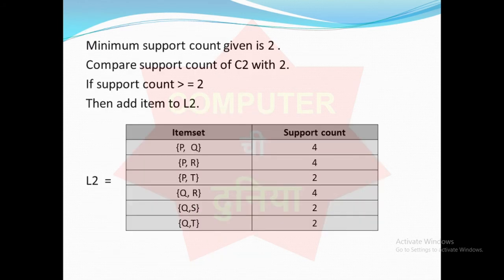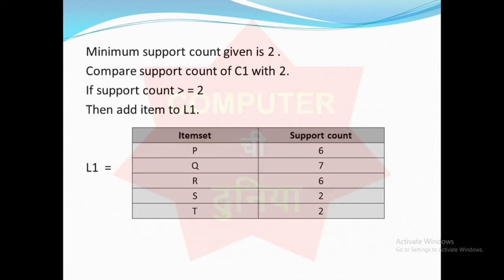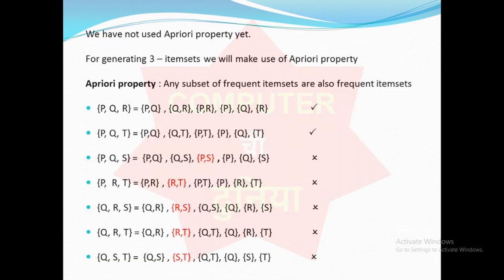In L2, you can see PQ, PR and QR are all present, and also in L1, P, Q and R. All of them are present. Hence, all the subsets of PQR are also frequent item sets. Hence, this item set is selected. Again, for PQT, all its subsets are also frequent item sets. Hence, this item set is also selected.